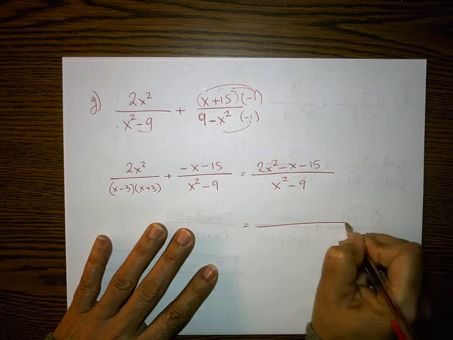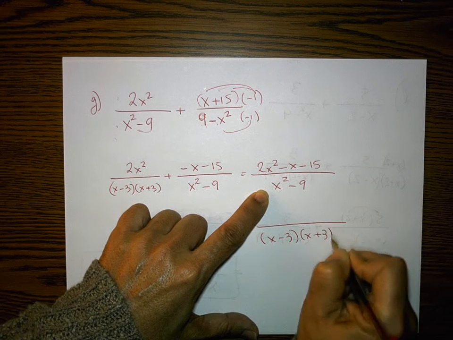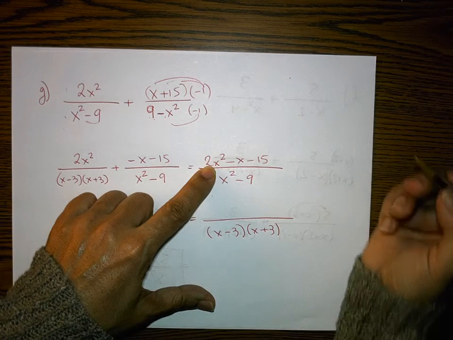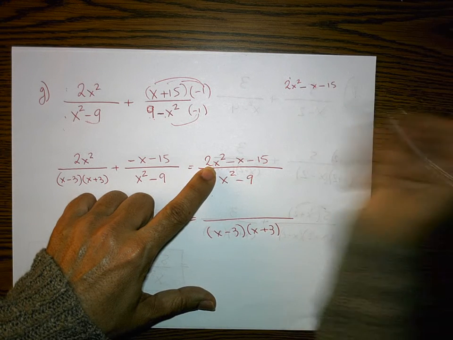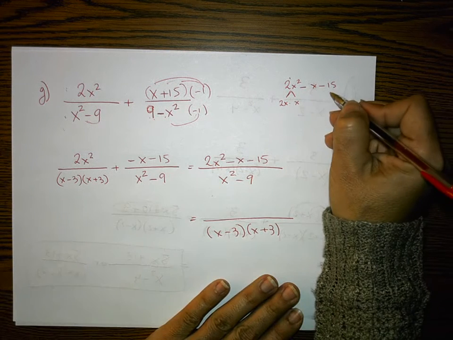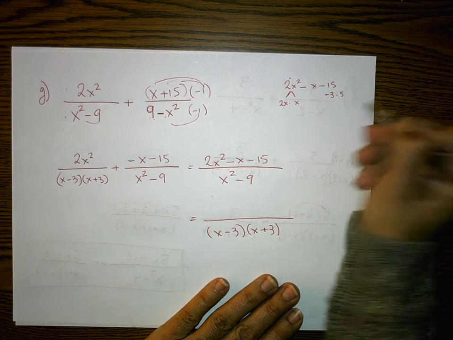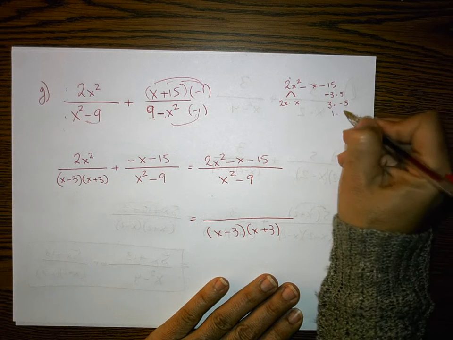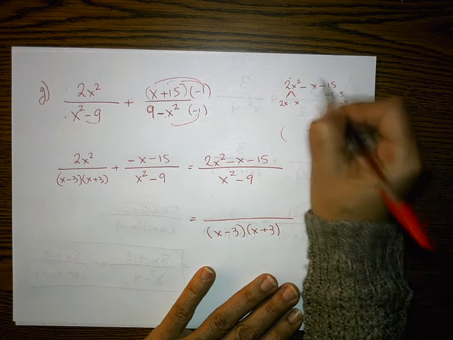Okay? So again, I'm going to have to factor this out: x minus 3 times x plus 3. Let's see the factors of the numerator. Let's write this trinomial over here, see if we can factor it. We have 2x squared minus x minus 15. We want the factors of 2x squared, which is 2x times x. And the factors of negative 15, I think of negative 3 times positive 5, positive 3 times negative 5, 1 times 15. Somehow we need to write this and get it to add up to a negative x.